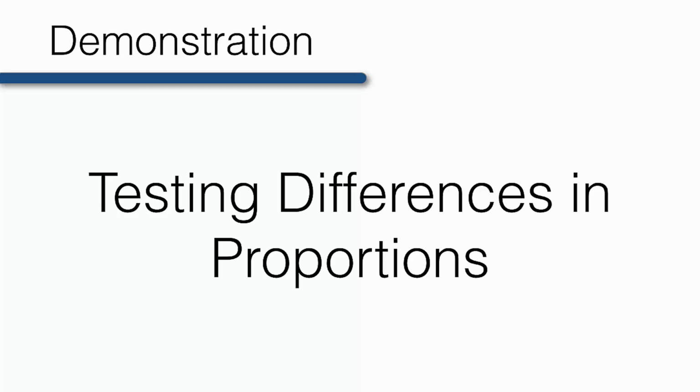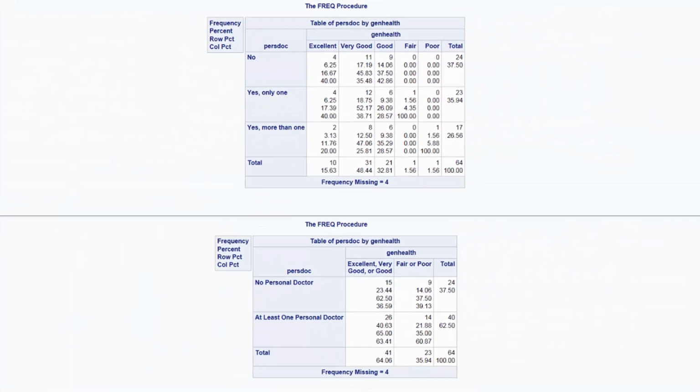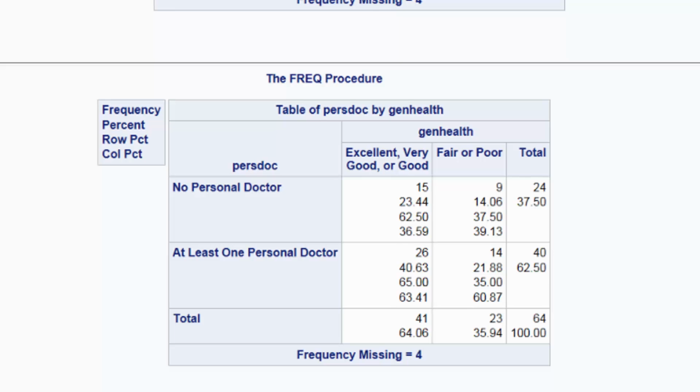Here's how you can use the Chi-Square statistic to test for differences in proportions in SAS. Recall that we previously calculated differences in self-reported health by levels of personal doctor. Let's consider that table again, but this time with categories of PersDoc and GenHealth collapsed so that we can view it as a 2x2 table. There were 64 people in our sample. There were 24 with no personal doctor, and 40 with at least one personal doctor. And there were 41 in excellent, very good, or good health, and 23 in fair or poor health.